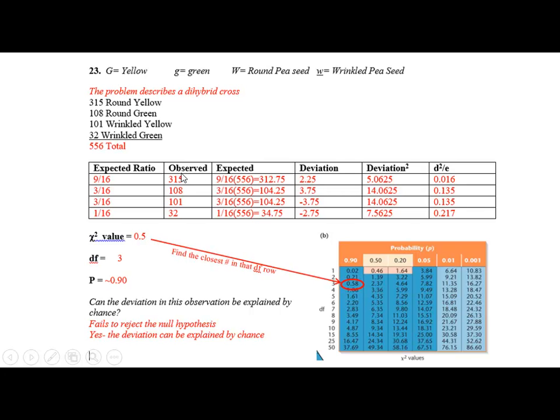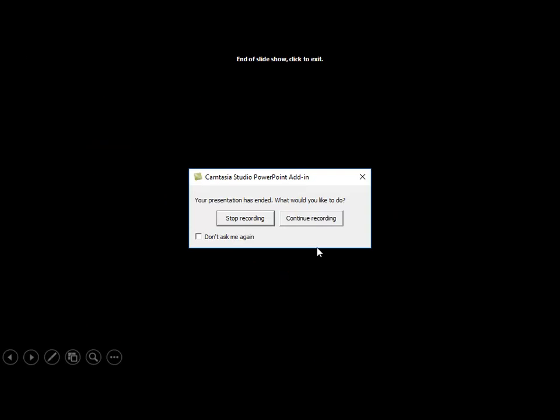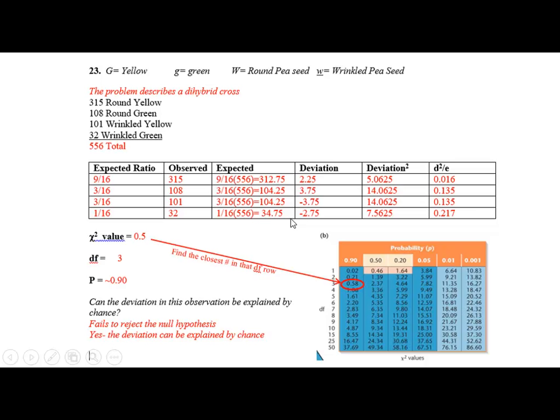On page 63, problem 23, they give you a dihybrid cross. Part of the way you know it's a dihybrid cross is that you're looking at some different traits here. You can see that it's round yellow, round green, wrinkled yellow, wrinkled green. These are both dominant and these are both recessive. This is one dominant trait, this is one recessive trait, this is a recessive, and this is a dominant.